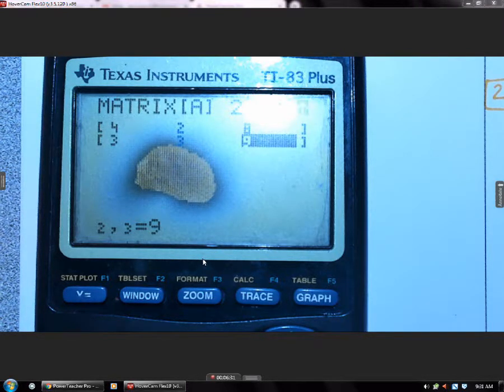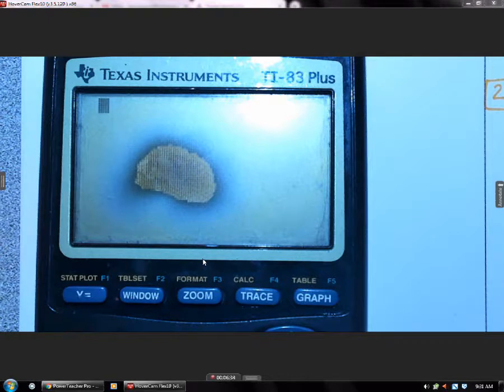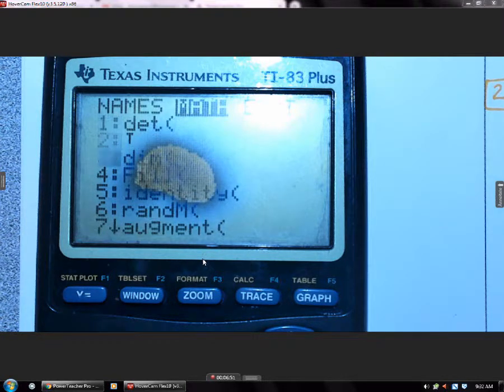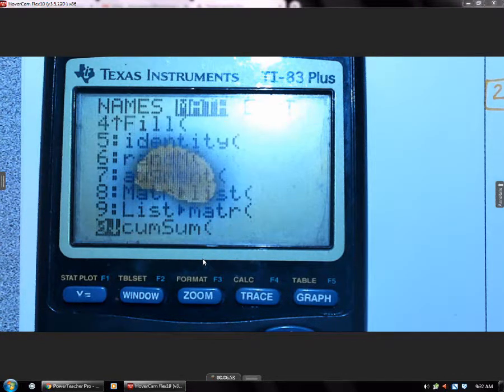You have to hit second quit. It's stupid. Where's quit at? It's right next to the second button. Second mode. Right, we have to hit second. Now you do second matrix. Second matrix. Right arrow to math. Down to RREF.